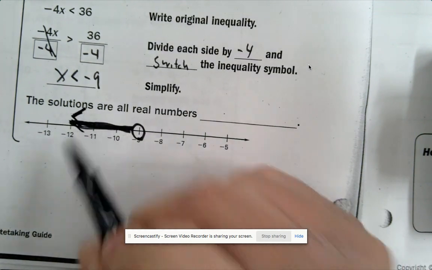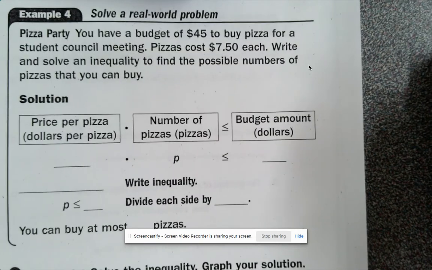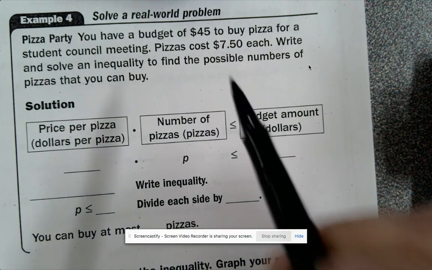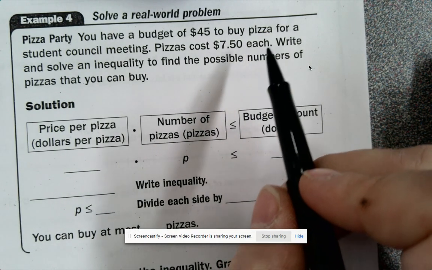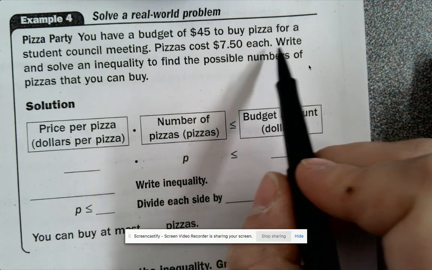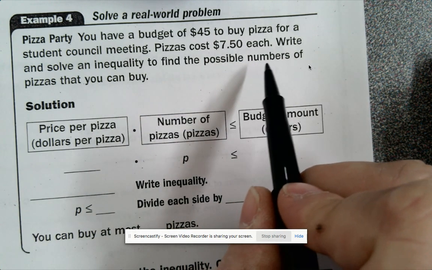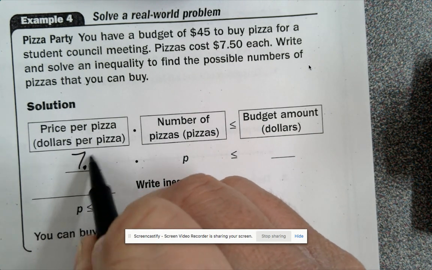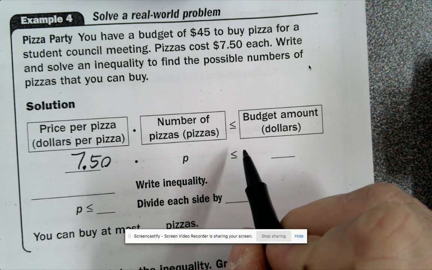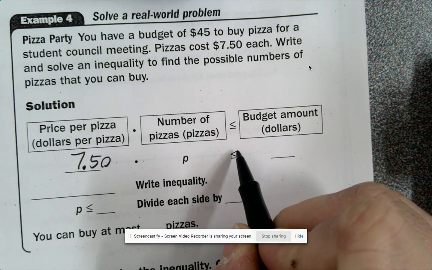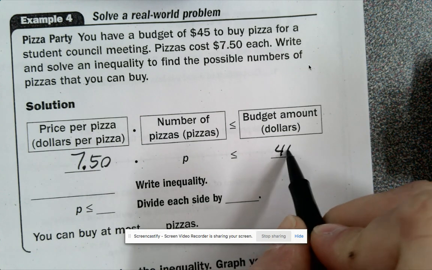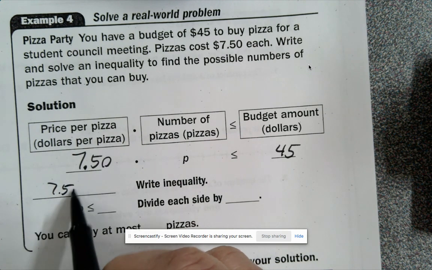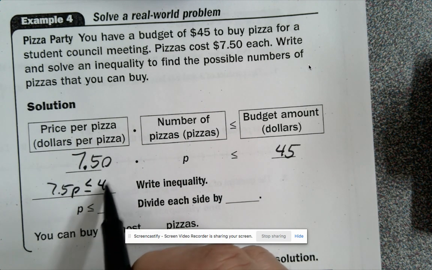All right, a real world example here. You're having a pizza party and you budget $45 to buy the pizza. Each pizza costs $7.50, right? Solve an inequality to find the total number possible of pizzas. So the price per pizza is $7.50, and you only have $45, so you have to spend less than or equal to 45. You can't spend more money than you actually have. So you write the inequality, 7.5p is less than or equal to 45.